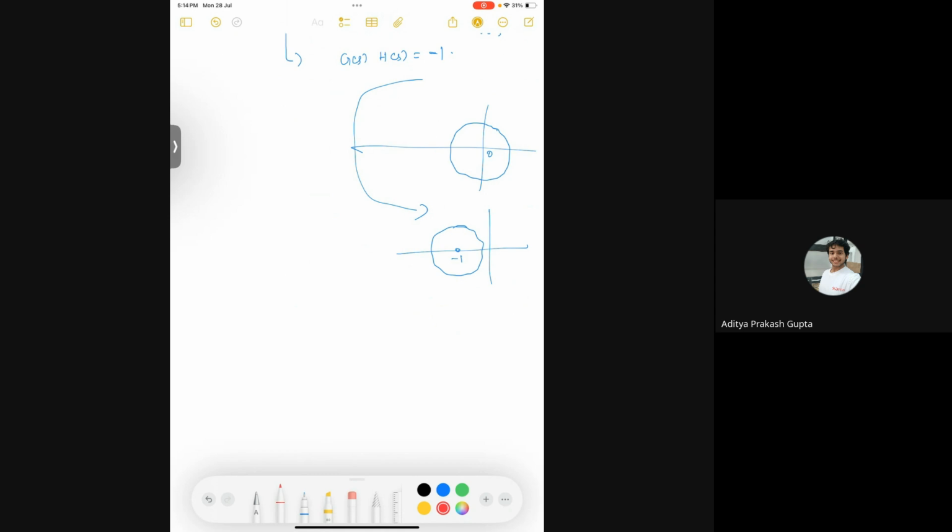Excuse me, ma'am. That 1 plus G(s)H(s) was the characteristic equation that you have written, right? Yes, 1 plus G(s)H(s) was the characteristic equation. Okay. That is the characteristic equation for the closed loop system. Okay, got it.